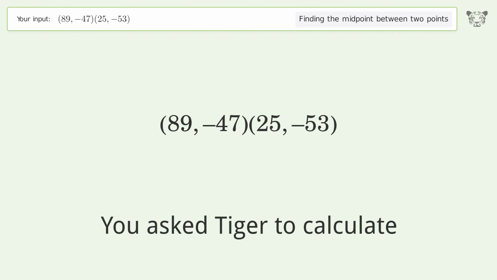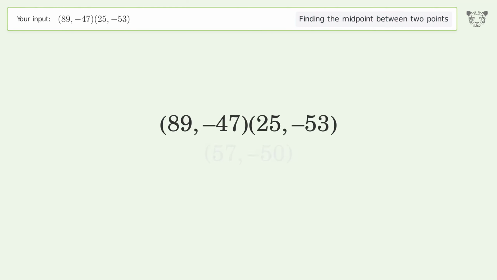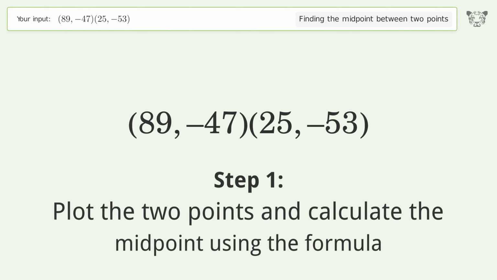You ask Tiger to calculate. This deals with finding the midpoint between 2 points. The midpoint between the 2 points is 57, -50. Let's solve it step by step. Plot the 2 points and calculate the midpoint using the formula.